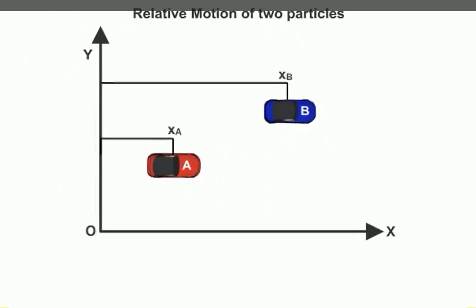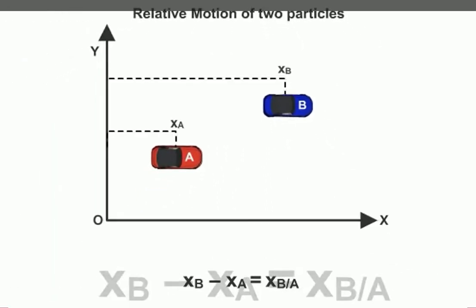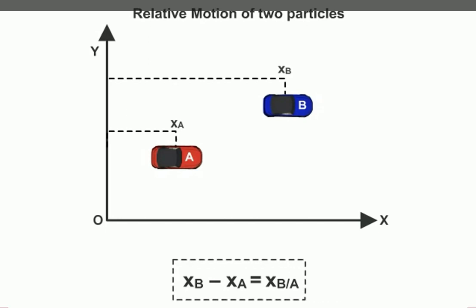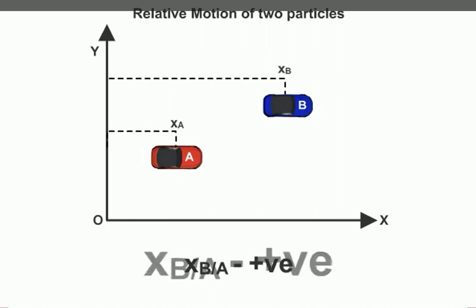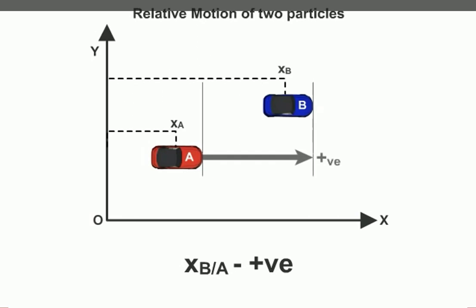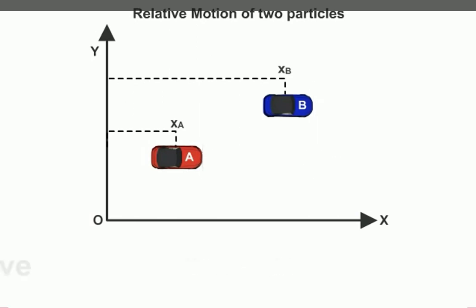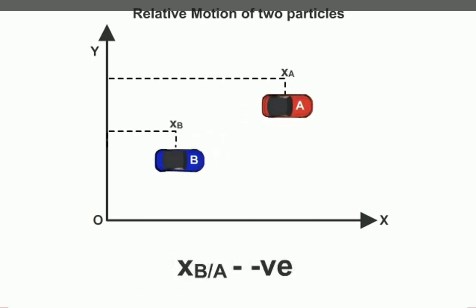The difference XB minus XA defines the relative position coordinates of B with respect to A. It is denoted like this. Here, the position coordinate of B with respect to A is positive if automobile B is to the right of automobile A, and it is negative when B is to the left of A.